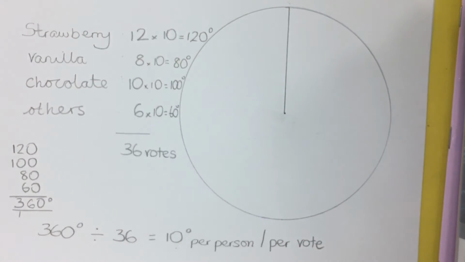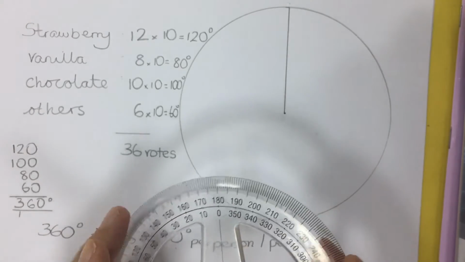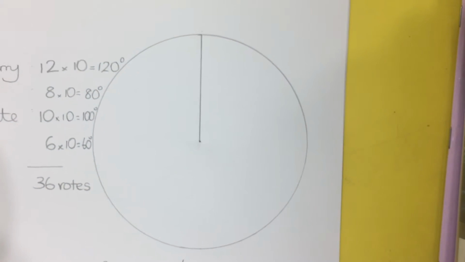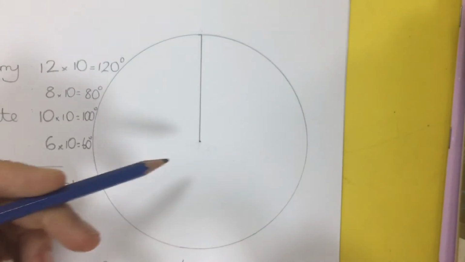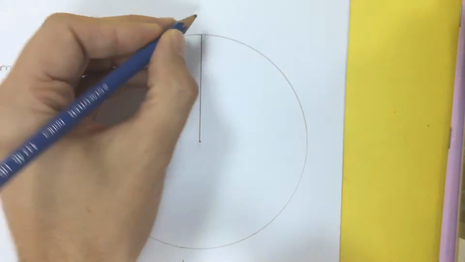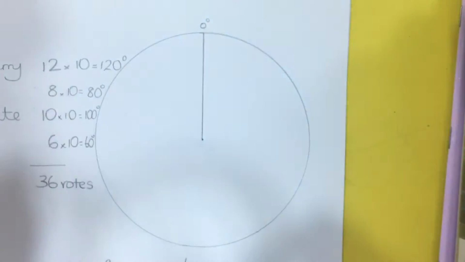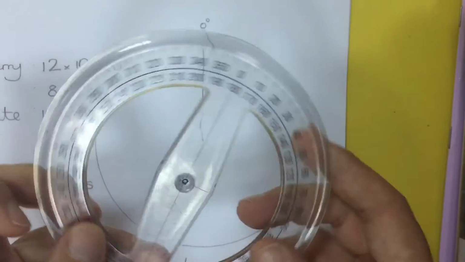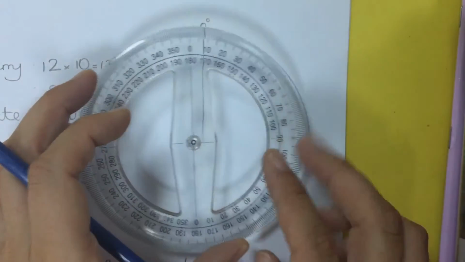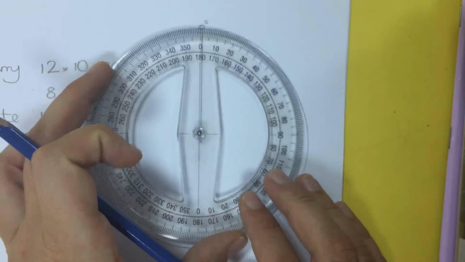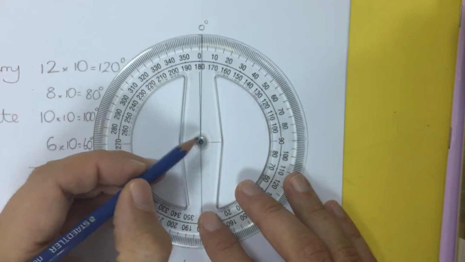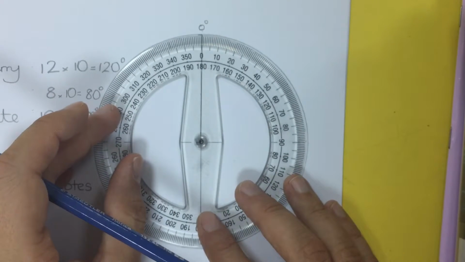Okay, I know that strawberry is worth 120, vanilla 80, chocolate 100 and others 60, and every child is worth 10 degrees. So all of the maths is done. The hard part now is to get the angles drawn on accurately. So let's move over to the pie itself. Earlier on, we drew in the first line, and we're going to call this 0 degrees, so this is our starting point. We need to make sure that our protractor is set up accurately, with the center on the center of your pie and lined up accurately as well.